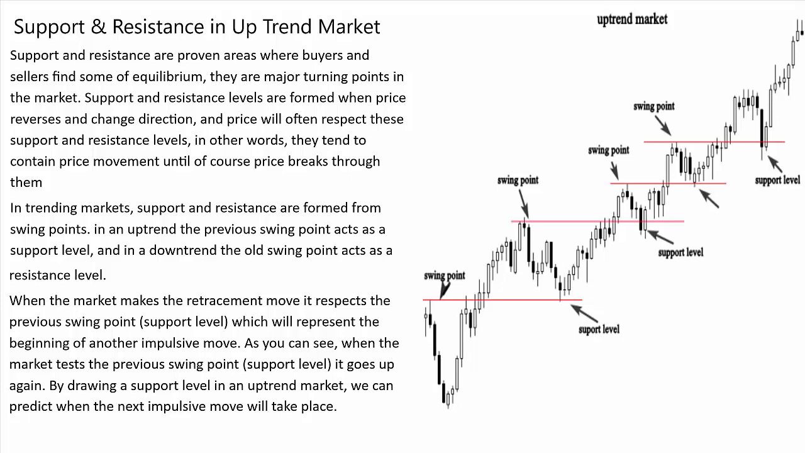In trending markets, support and resistance are formed from swing points. In an uptrend, the previous swing point acts as a support level, and in a downtrend, the old swing point acts as a resistance level. When the market makes a retracement move, it respects the previous swing point, the support level, which will represent the beginning of another impulsive move. As you can see, when the market tests the previous swing point, the support level, it goes up again. By drawing a support level in an uptrend market, we can predict when the next impulsive move will take place.